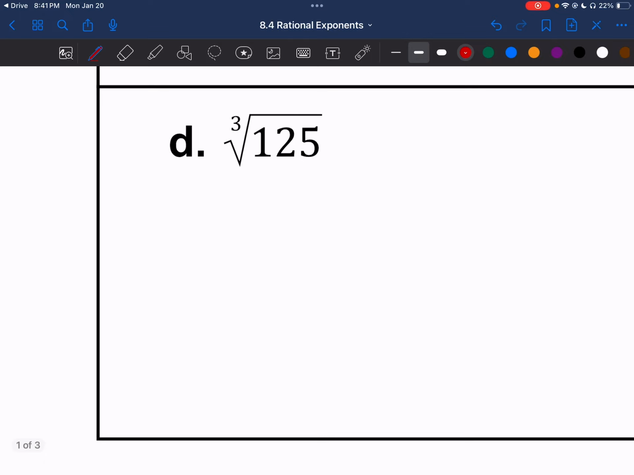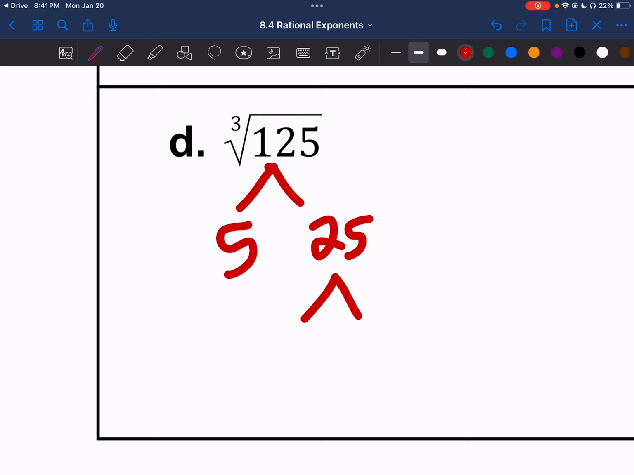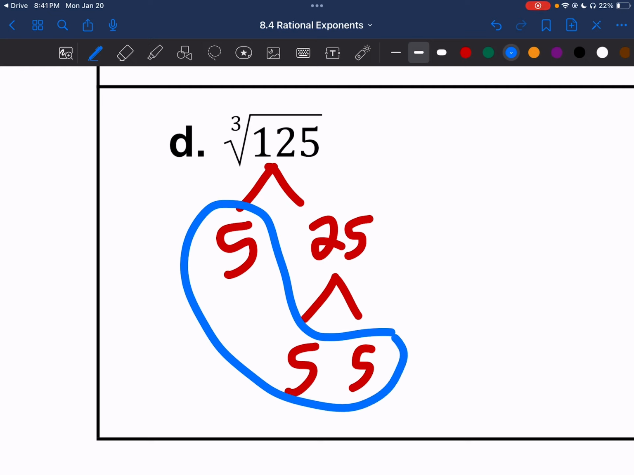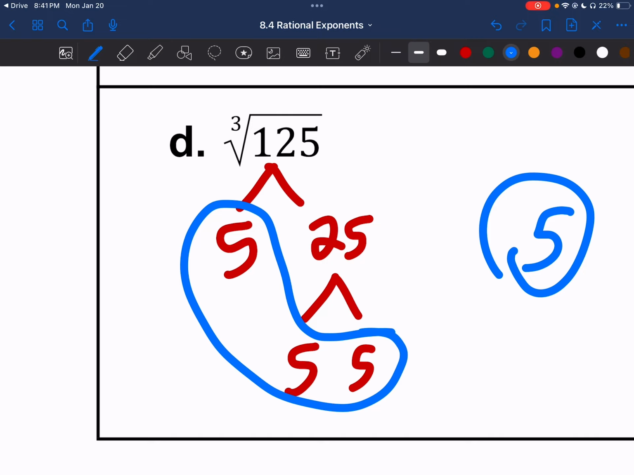All right, letter D. We have the cube root of 125. Well, anything that ends in 5 we know is divisible by 5. And so it's 5 times 25, and 25 is 5 times 5. If I look at my values, I have a group of 3 fives, so I can bring it out. And so the cube root of 125 is 5. 5 times 5 is 25, times 5 is 125.